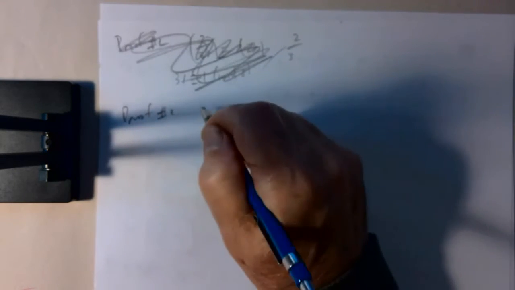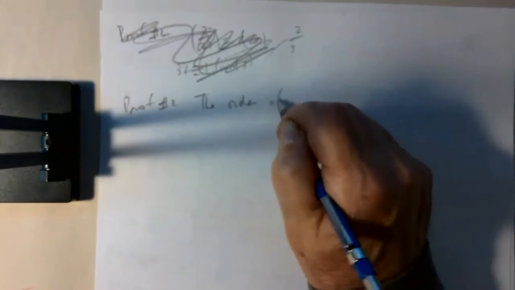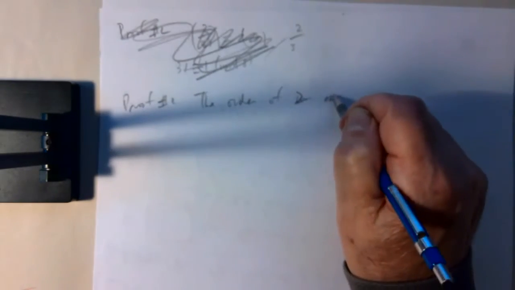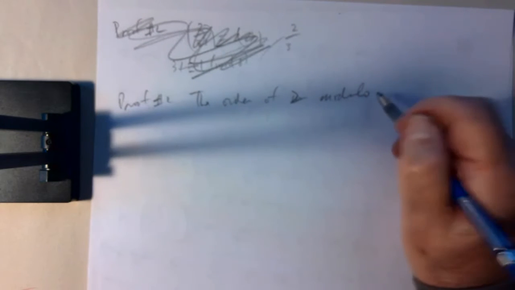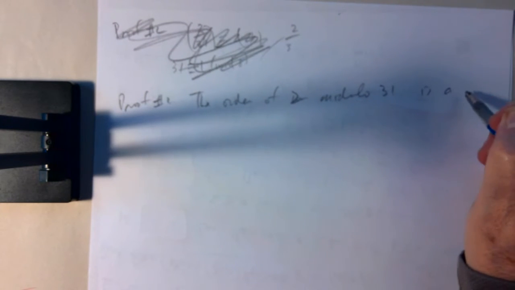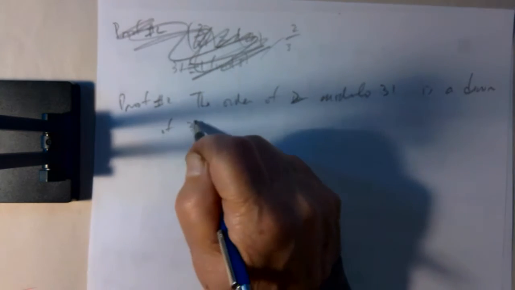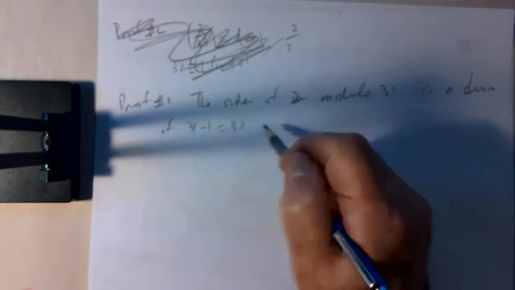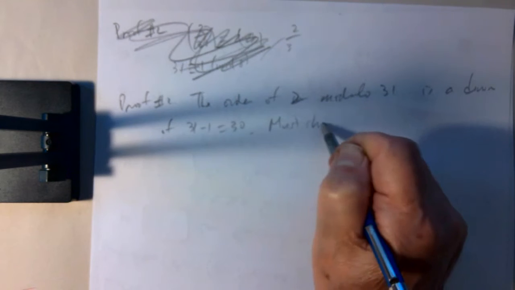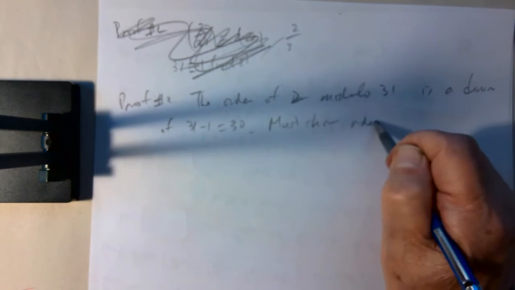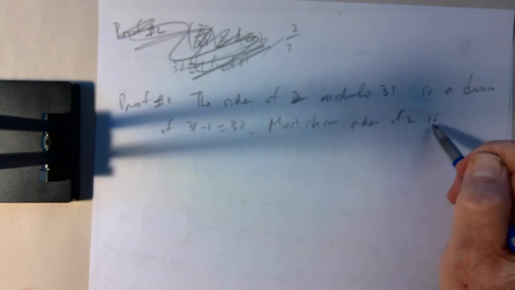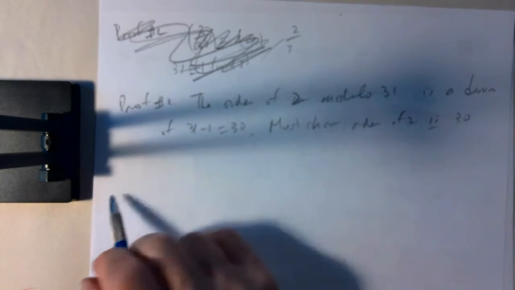So proof number 2. The order of 2 modulo 31 is always a divisor of 31 minus 1, or 30. So we must show the order of 2 is exactly 30, not just a divisor of 30. Yes, that's what I guess you want to say. You just have to take powers of 2.